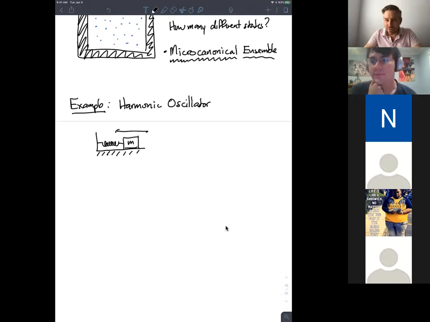Now, what we're interested in is the energy of our harmonic oscillator. You guys know the energy is just the kinetic plus the potential. The kinetic energy is just p squared over 2m, and the potential energy for a harmonic oscillator is 1/2 k x squared. That's a harmonic potential. That's what makes it a harmonic oscillator.